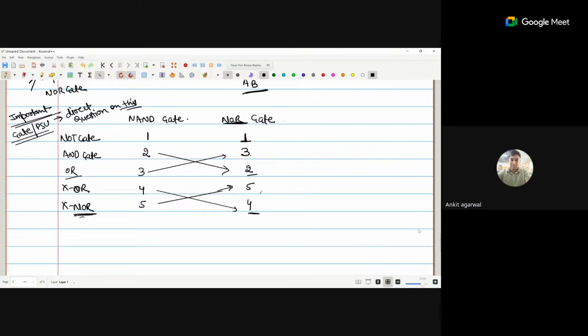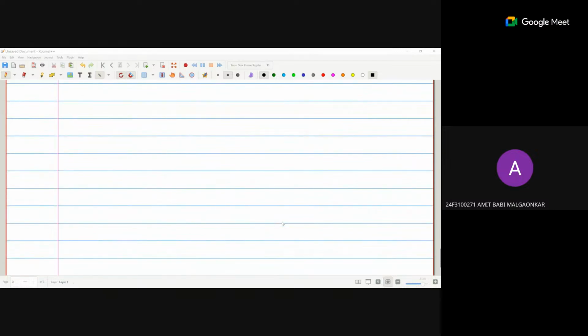Any doubt? Sir, one question. When we are implementing using universal gates, NAND or NOR, we will require more number of gates, right? So are we not increasing the complexity of the circuit, or is there an advantage of using them, that we are using only the same type of gate?